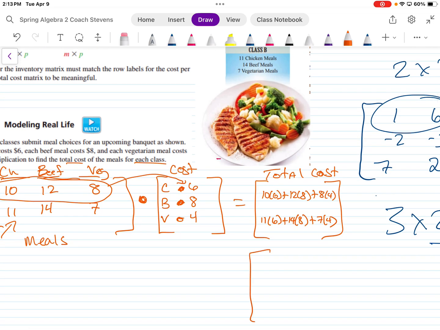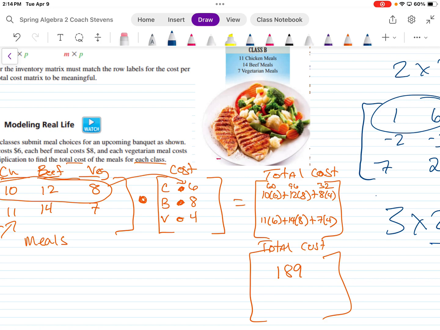And then for my final answer, we would just do the math. So let's see, that's 60 plus 96 plus 32. So that'd be 156 plus 32. Is that 189? Did I do that right in my head? 156 plus 32, is that 189? Somebody want a calculator? Double check me. $189, thank you so much.